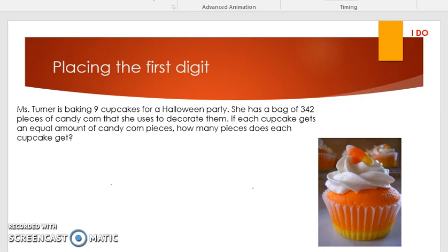Miss Turner is baking 9 cupcakes for a Halloween party. She has a bag of 342 pieces of candy corn that she uses to decorate them. If each cupcake gets an equal amount of candy corn pieces, how many pieces does each cupcake get? So let's take a look at what we're going to do first. We know that we have 9 cupcakes. We're using cubes. 342 pieces, and we want to find out how many pieces each cupcake gets.